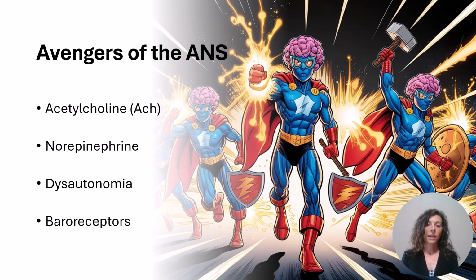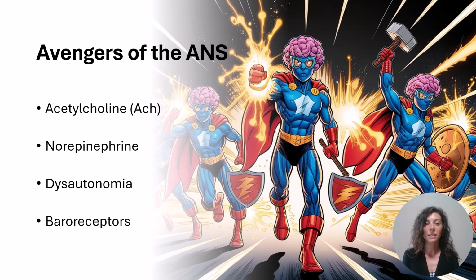Let's dive into some key elements that enable the ANS to function effectively. First, consider the neurotransmitters acetylcholine, or ACH, which primarily supports the parasympathetic responses, and norepinephrine, the messenger that drives the sympathetic reactions. These chemical messengers are essential for maintaining autonomic balance, but when their signaling is disrupted, it can lead to disorders that interfere with involuntary bodily functions. One such disorder is dysautonomia.